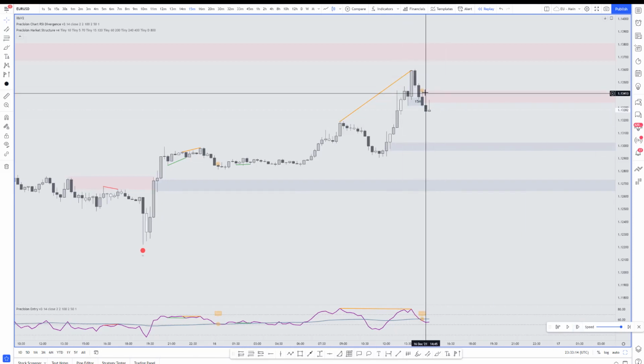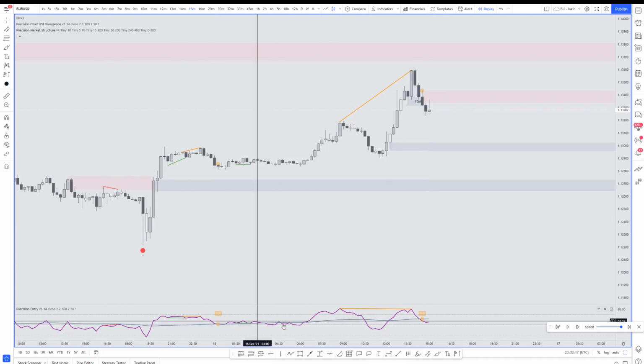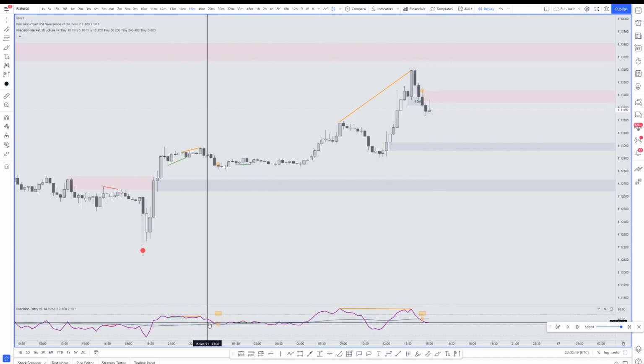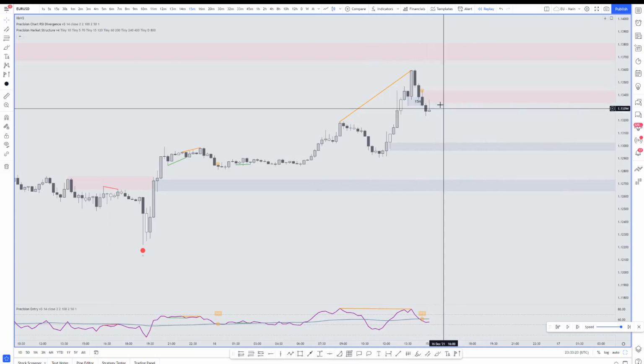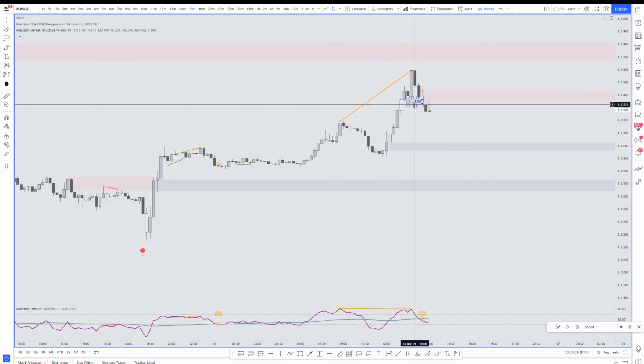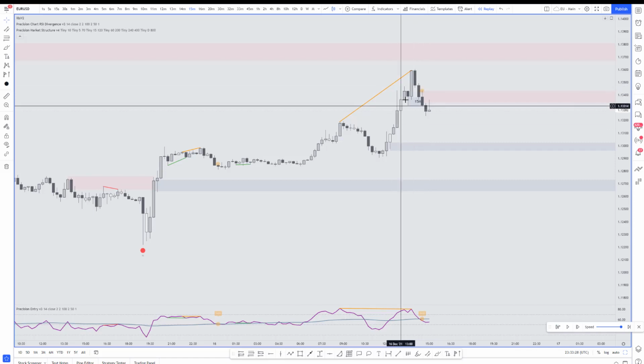And the next thing I was going to talk about too is this gray line is the moving average line, and the moving average line gets retested quite a bit. So where the orange dot appeared, there's a good chance that order block may get retested.